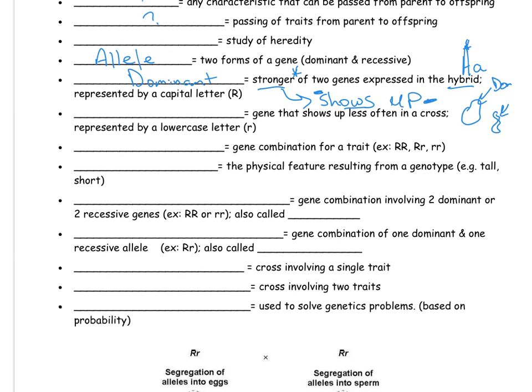And I shouldn't even say works good or works bad. It's the one that shows up, because the one that shows up might be something that doesn't work as well. So the one that shows up is the one that you see as a trait when there's a heterozygote, when there's a big A and a little a. We call that dominant. All right, so a gene that shows up less often in a cross, represented by lowercase, we call that recessive. So just two key words so that when I continue on, I can talk about dominant and recessive.